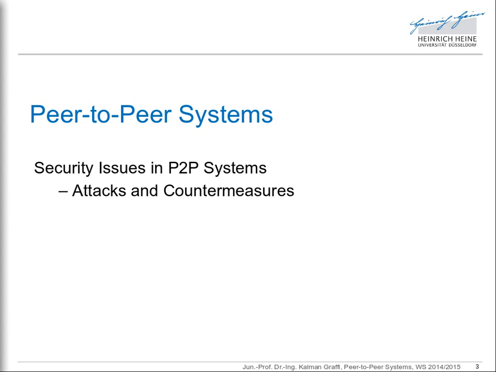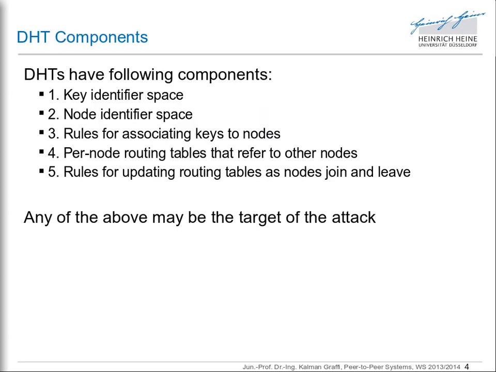Every peer-to-peer system we talked about has an additional shortcoming. It is the lack of security. First of all, we have these DHT components. We have a key identifier space and node identifier space. We have rules for associating keys to nodes, per-node routing tables that refer to other nodes, and rules for updating routing tables as nodes join and leave. And any of the above-mentioned may be a target for attack.